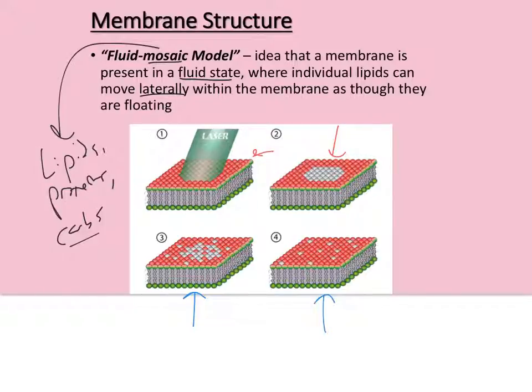The way I like to think of this is if you took a pool of water and you dropped some ping pong balls in it, right? Those ping pong balls would float, and they would just kind of float and randomly spread out over time. And that's the way these phospholipids are sitting in the membrane.